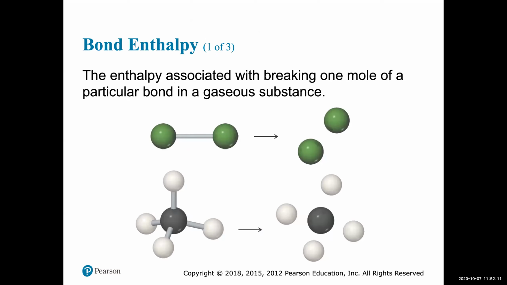Let's talk about another kind of enthalpy, bond enthalpy. The enthalpy associated with breaking 1 mole of a particular bond in a gaseous substance is called bond enthalpy. And once again, just like with some of these other enthalpies, there are tables out there that give you this kind of information, and you can use that information to do some estimates of delta H values. So we're going to look at that for a bit.